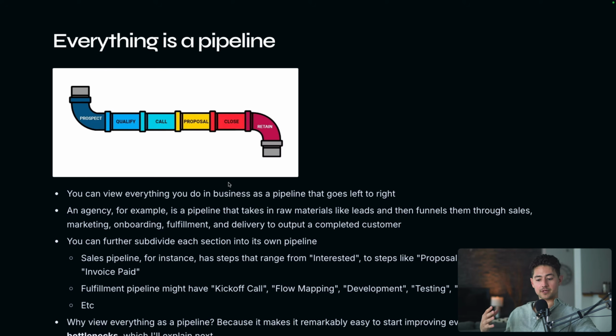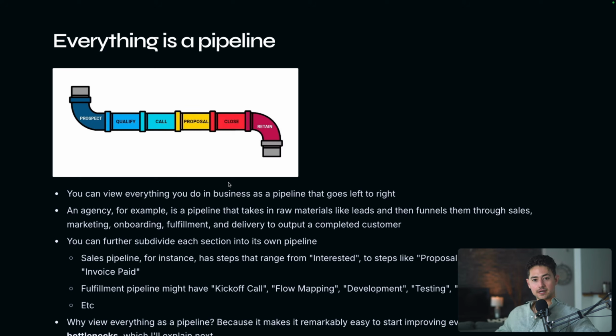Your fulfillment pipeline might have a kickoff call. It might have, if you're an automation agency, like many people here are attempting to start, steps like flow mapping. Maybe you make a big flow chart. It might have steps like development. It might have steps like testing. It might have steps like delivery, QA, iteration, that sort of thing, right?